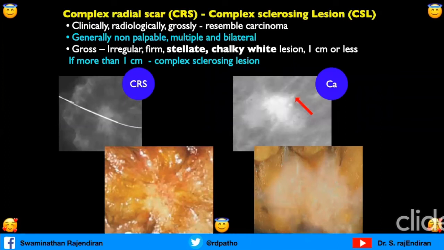Coming to the next interesting thing, complex radial scar. Now it is renamed as complex sclerosing lesion. There is not much difference, but they keep changing some of the names and they may have valid reasons. Clinically, radiologically, like fat necrosis, it will resemble carcinoma. Radiologically, you see, I labeled this as CRS and this as cancer. That's why I'm able to differentiate. Otherwise, radiologically, both look alike. Grossly, it looks alike. But microscopically, it is very different.